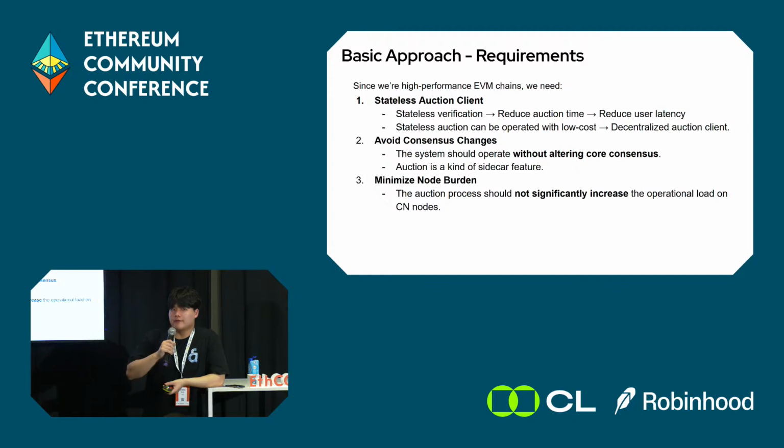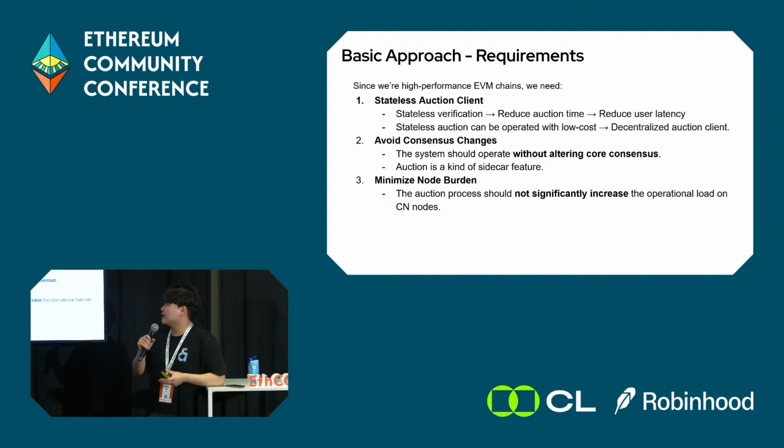So before diving into the actual implementation, we first need to look at our requirements. Actually, we are a high-performance EVM blockchain. We have only 1 second to put all the backrun transactions and the transactions into the block. So first of all, we need the stateless auction client, which means the auction client is an independent server that processes the bid from the searcher, selects the winner, and sends it to the network.